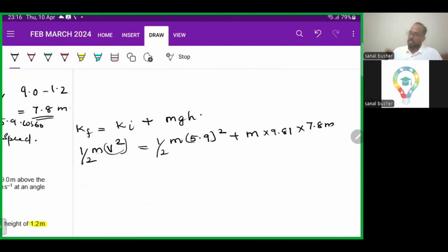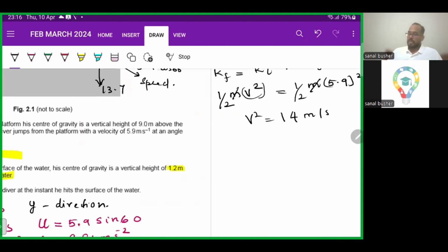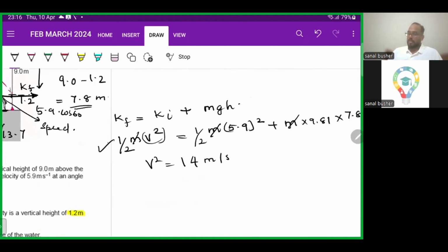So you can cancel m from all. You solve for this v square. You will get the same answer as 14 meter per second. Okay. So you can check this method also. This is an easy method. If you know the concept, this is conservation of energy, right? There is no friction, no air resistance.